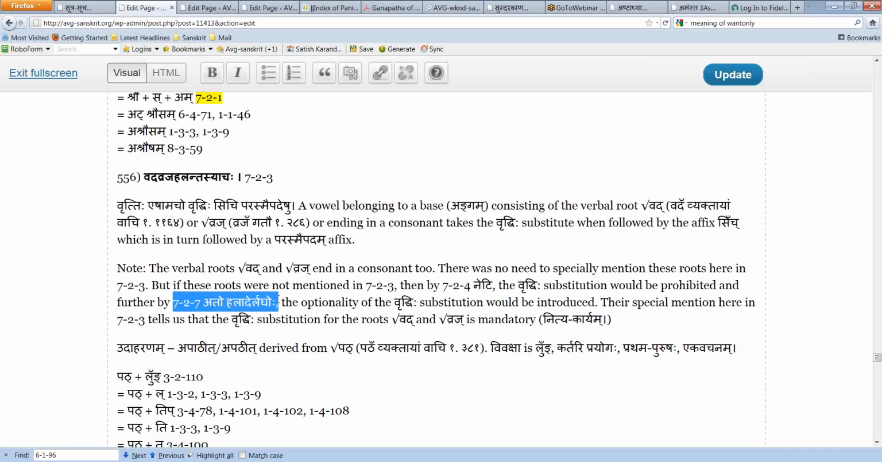So vikalpaha would have prapta. But atra vikalpaha anishtaha. We don't want vikalpa in this case. We want to have nitya vriddhi. So that is why Panini specifically puts vada vraja, because otherwise neti would have stopped it, and 7-2-7 ato halade lagoho would have done it optionally. So we don't want that. We want to have it necessarily. That is why Panini puts vada vraja in 7-2-3, in spite of the fact that they also end in a hal. Okay. So now where were we in our example now?